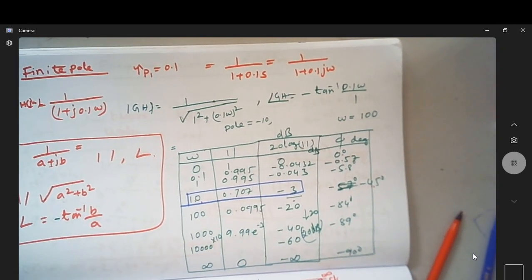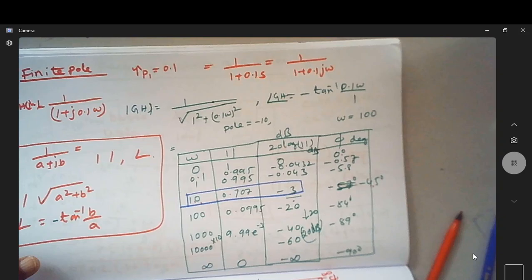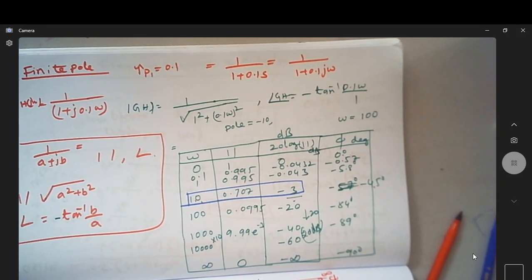In the next video we will see how we plot it for a pole at the origin or a 0 at the origin. After that we'll move on to how we find the frequency response of a complete system having a number of poles and zeros.